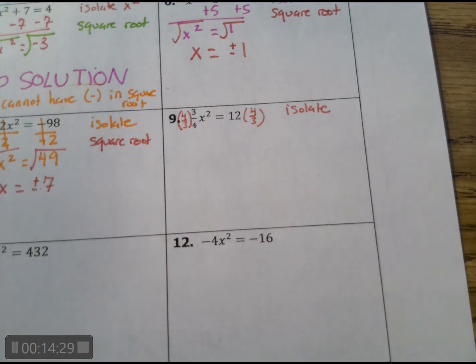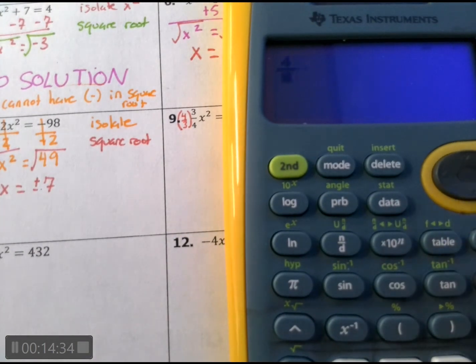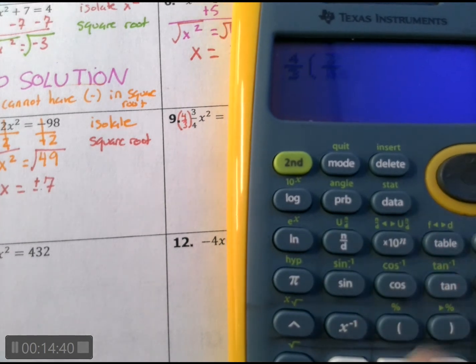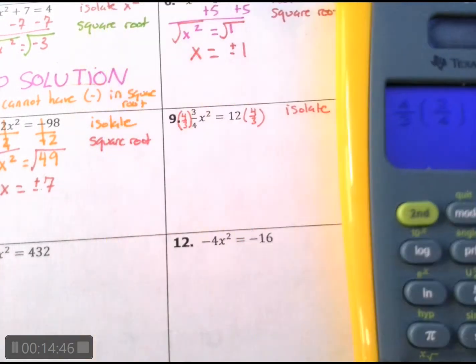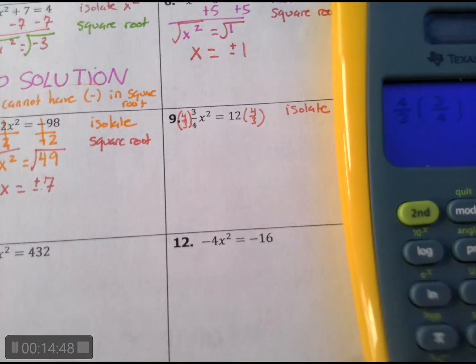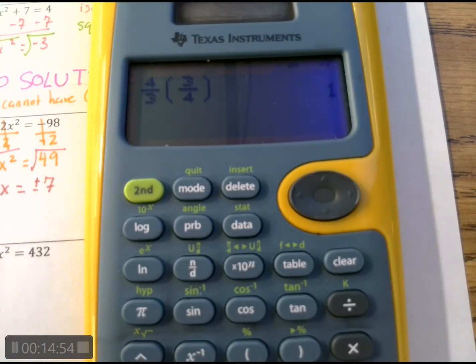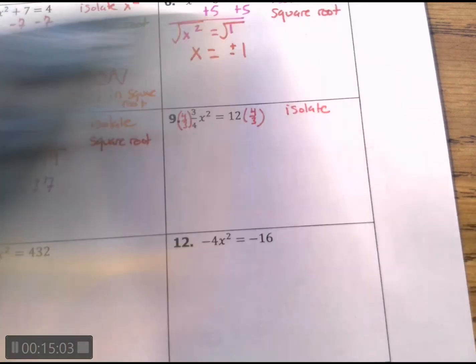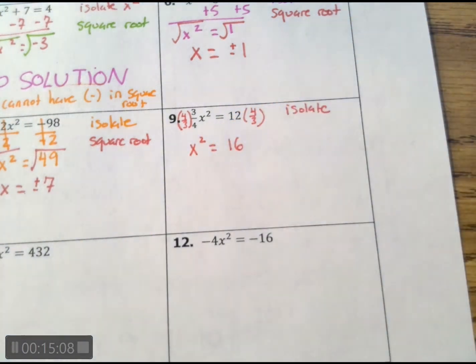The reason why we are going to multiply by 4 over 3 is because, let's do it in our calculator, let me show you. So we have 4 over 3, and we're going to multiply it times our original fraction of 3 over 4. And that's going to give us positive 1, which is what we want. We just want 1x squared. Okay? And then, again, if you are not good at multiplying fractions, put it in your calculator. So we're going to do 12 times 4 over 3, and that's going to give us 16. So x squared equals 16.